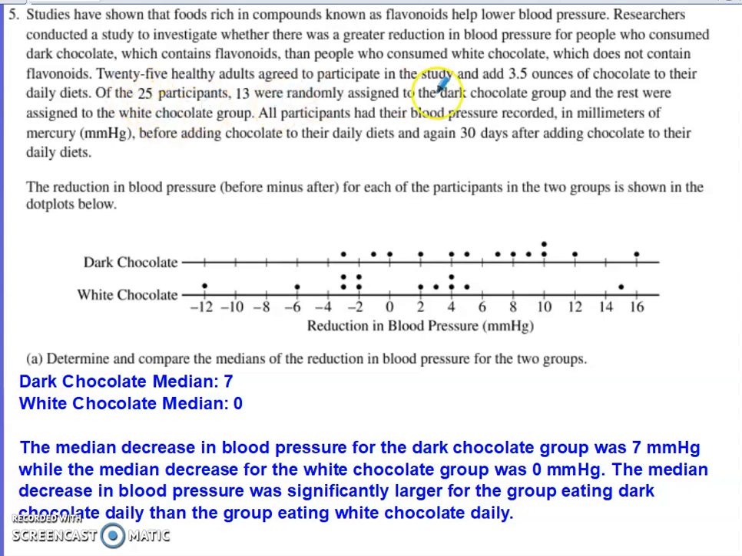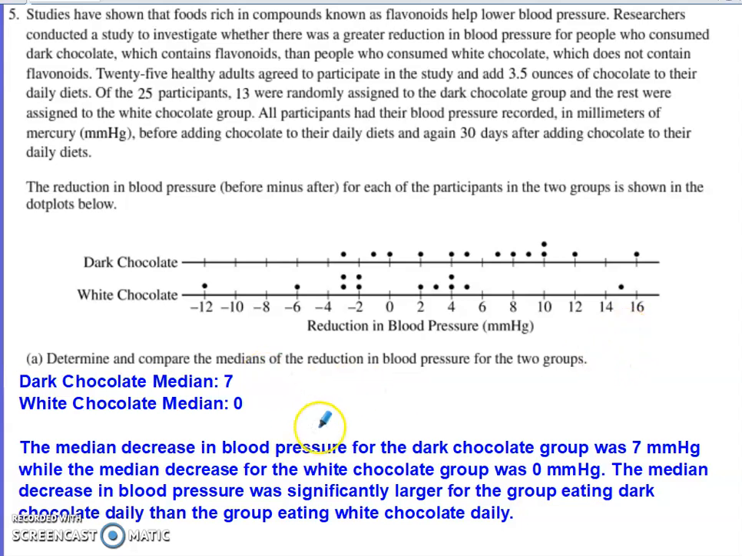So 25 healthy adults agreed to participate in the study and add 3.5 ounces of chocolate to their daily diets. Of the 25 participants, 13 were randomly assigned to the dark chocolate group, and the rest were assigned to the white chocolate group. All participants had their blood pressure recorded in millimeters of mercury before adding chocolate to their daily diets, and again 30 days after adding the chocolate to their daily diets. So the reduction in blood pressure, so blood pressure before minus blood pressure after, for each of the participants in the two groups is shown in each of the dot plots.